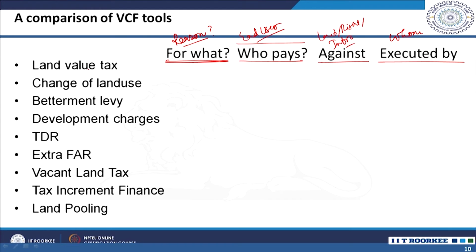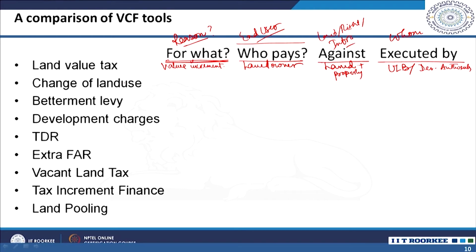So, land value tax is basically for value increment. Who pays? Basically any landowner will pay, an individual against the land and in some cases also property. It can be executed by urban local bodies or development authority.